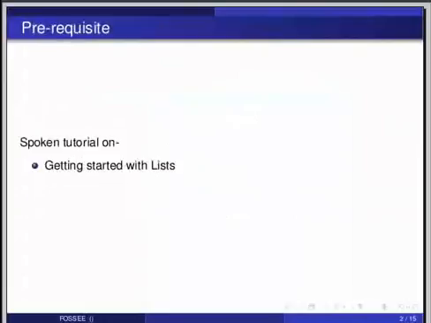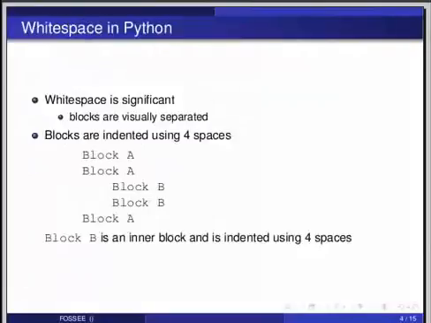Before beginning this tutorial, we would suggest you complete the tutorial on getting started with lists. In Python, white space is significant and the blocks are visually separated. The best practice is to indent the code using 4 spaces. As you can see in the slide, block B is an inner block indented by 4 spaces. After block B, the next statement in block A starts from the same indentation level as the other block A statement.